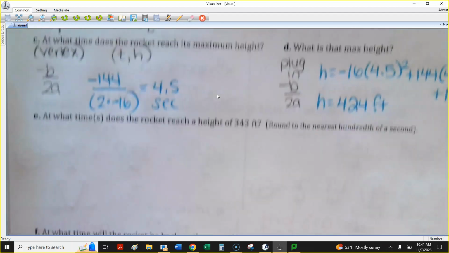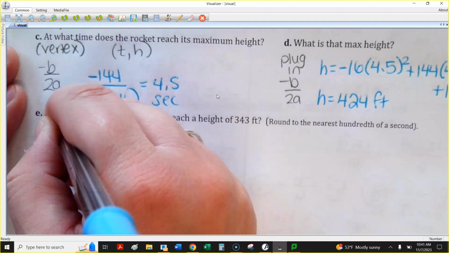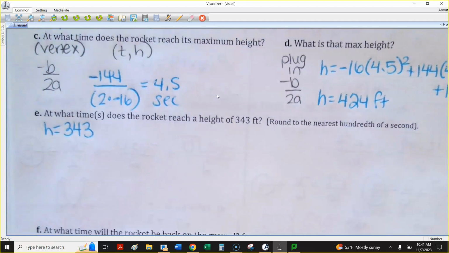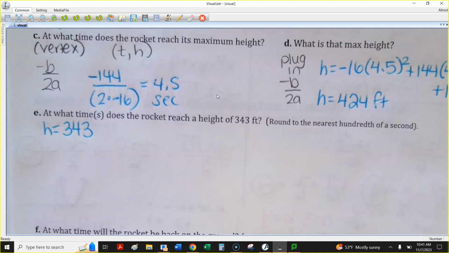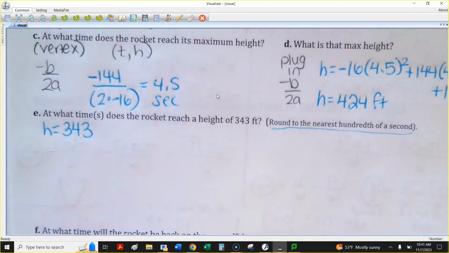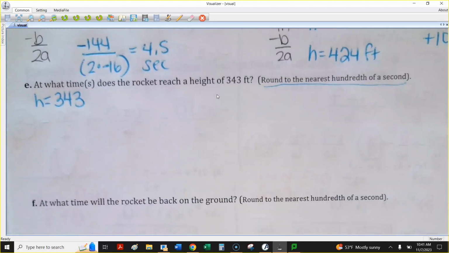So all you have to do for this problem, we're just going to say we want to know when the height is 343 feet, about how many seconds is it going to be. And if it's saying to you round to the nearest hundredth or round to something, it's trying to say to you, use your calculator to do this.